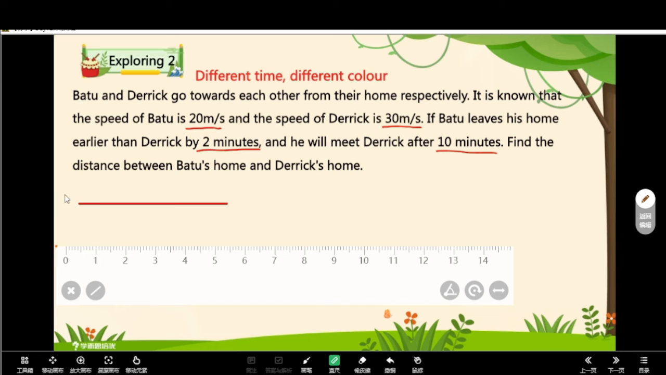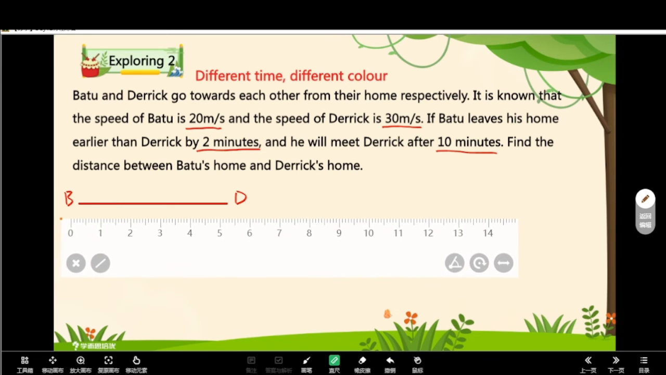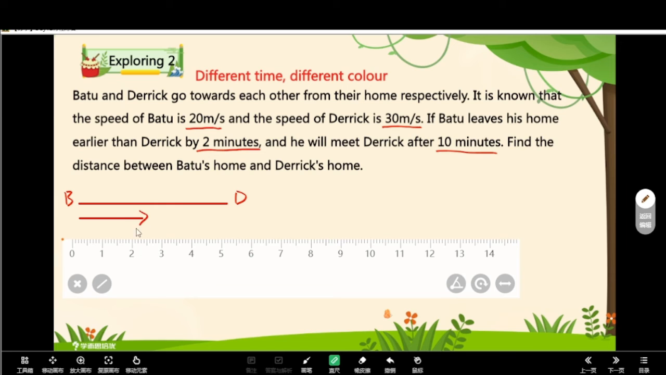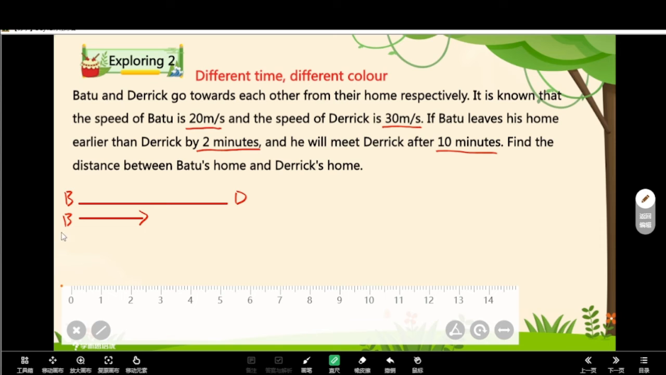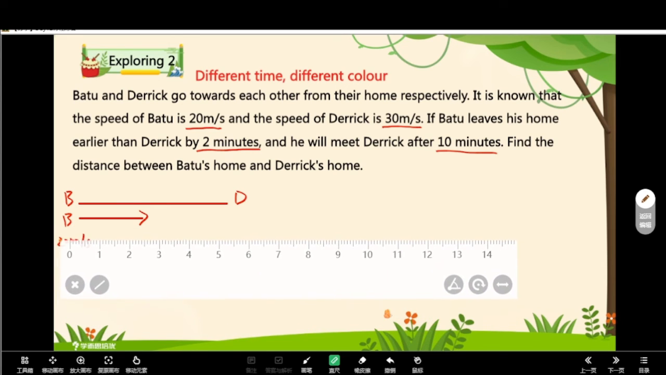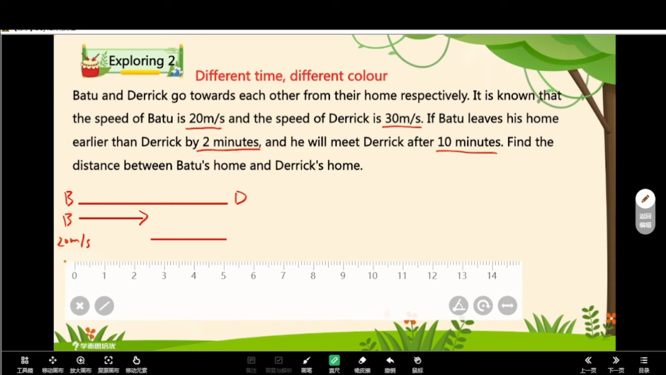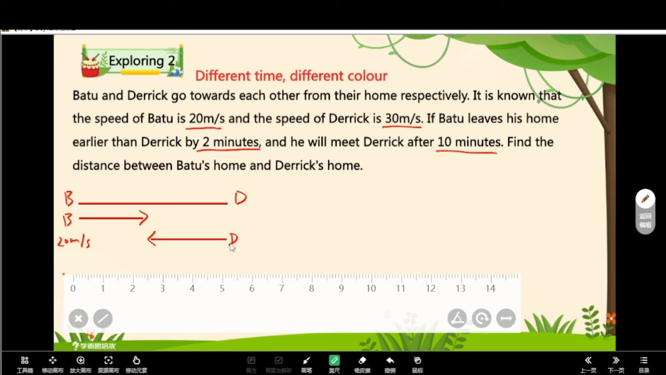This is 八图's home and this is Derek's home. And 八图 travels from this place to this place, right? And the speed of 八图 is 20 meters per second. Then how about Derek? Derek travels from this place to this place. They meet up at the middle point. Derek's speed is 30 meters per second.